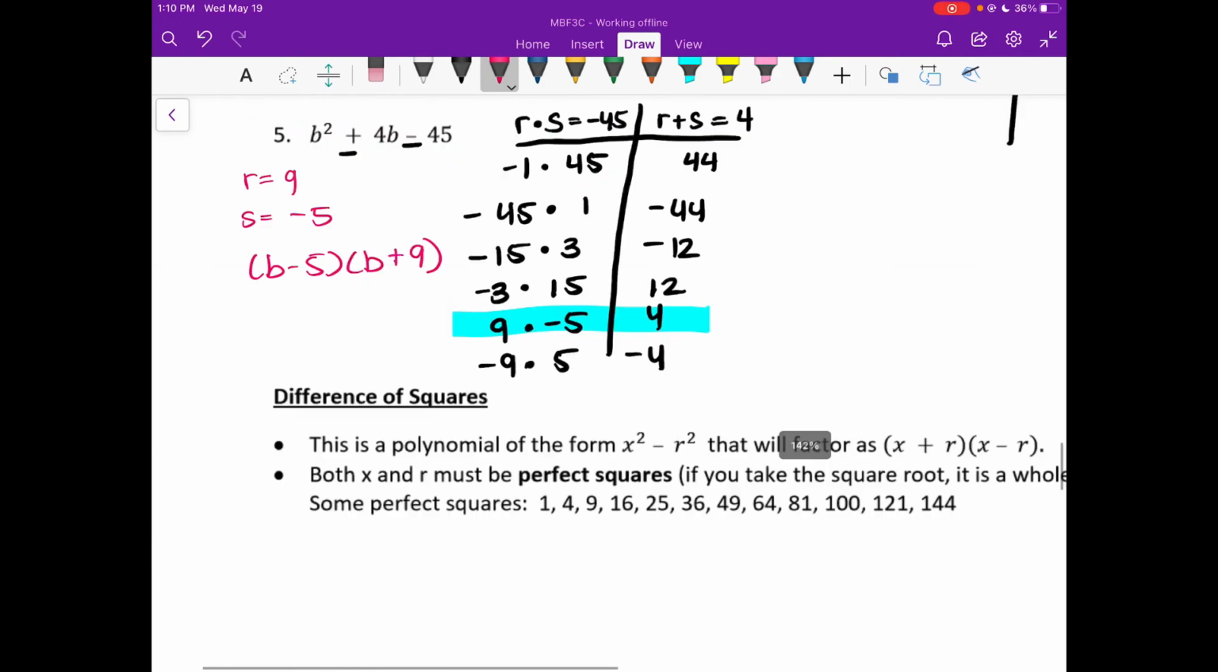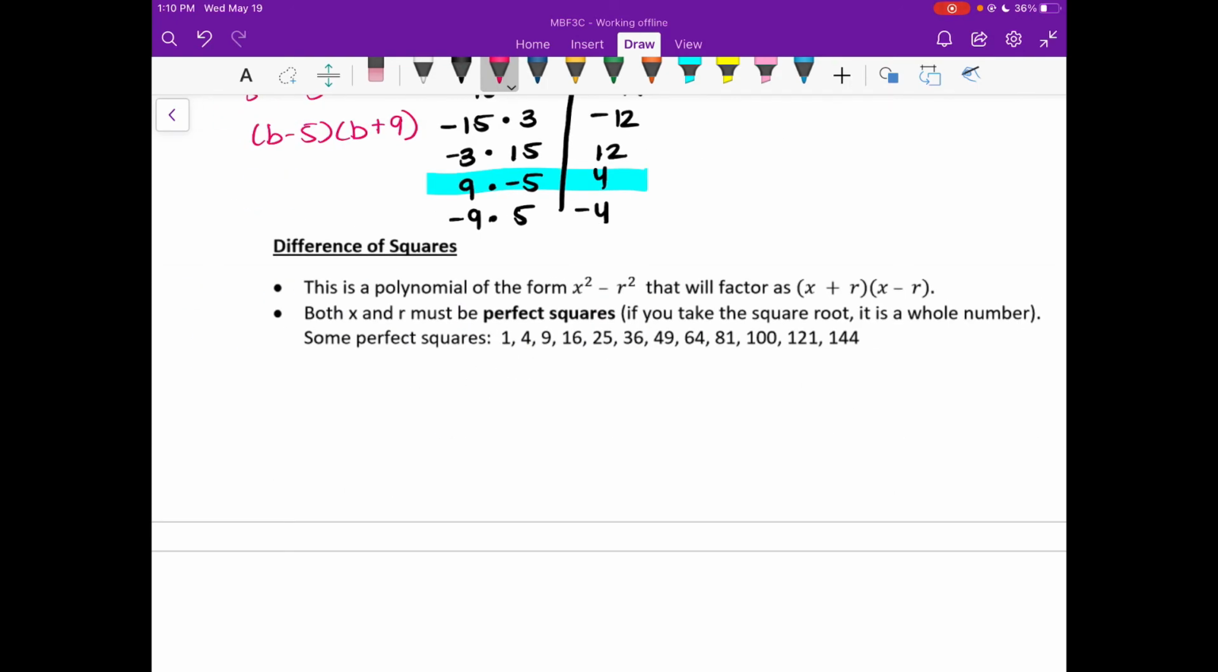So if you're given something that's in the form x squared minus r squared, right, and there's no b value in the middle, when you're given something like this, you can basically take it as a factor of x plus r, x minus r. So we call this a difference of squares.